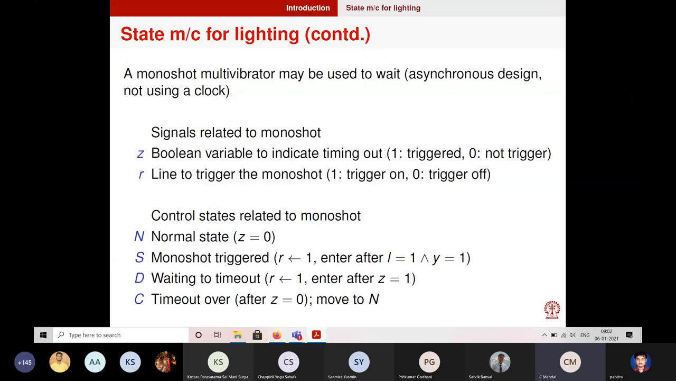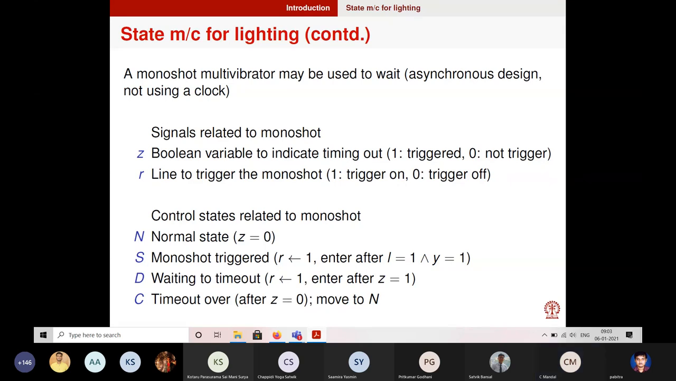So when you trigger it, the output goes high and remains high for a certain period of time, which is determined by the design parameters of the monoshot. So you just say that it remains high for some period delta. That is how the monoshot works. And again it goes down. So its normal output is low. When you trigger it, it goes high. It remains high for a period delta. Again it goes low. That is the working of a monoshot.